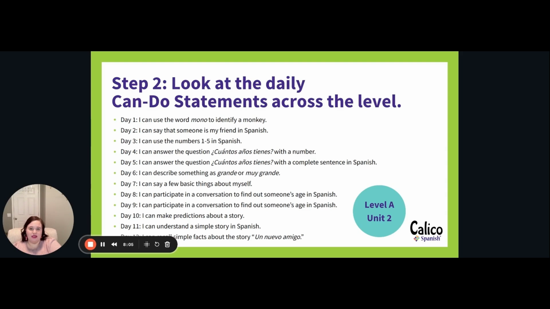So the can-do statements that are shown here are from Level A, Unit 2. You will notice that the main objectives are to use numbers 1 through 5, express how old you are, and give basic information about yourself. If you are only meeting for 25 minutes a week, your goal is to pull the best activities from the lesson plans to start working towards those goals.